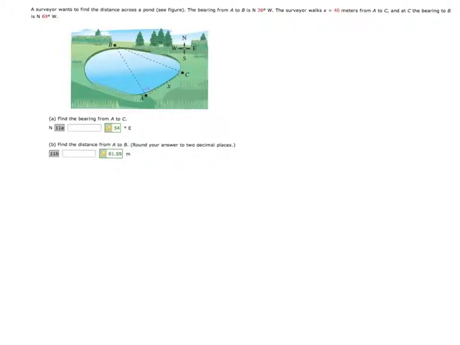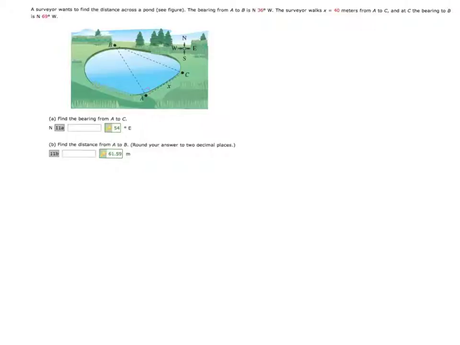Okay, so I had a few questions about how to find some different angles here for number 11, so I thought I'd make a short little video of how to find your angles and then let you figure out the rest from there. As you can see, we have this surveyor who wants to find a distance across a pond.